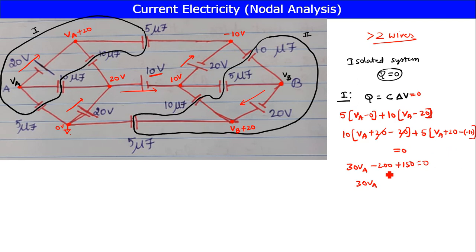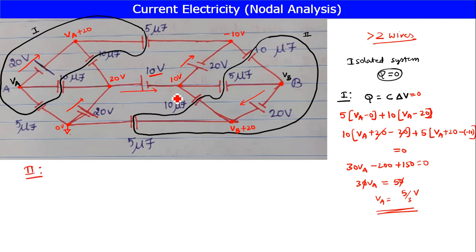35s are 150 is equal to 0, 30 VA. Now minus 200 plus 150 is nothing but minus 50. Take it to other side, you get 50 here. Then this 0, that 0 gets cancelled. Potential at A is nothing but 5 by 3 volts. Isn't it clear? Yes.